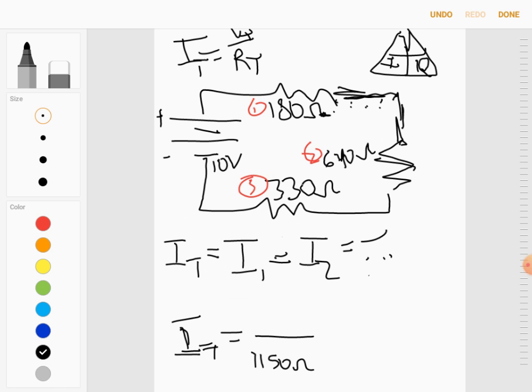But what is the voltage? Well, we didn't even say what that was. But actually, any time there's something listed right here by the battery, that is going to be the total voltage. So that kind of already answers one of the other things we have to find. So 10 volts divided by 1150 ohms.